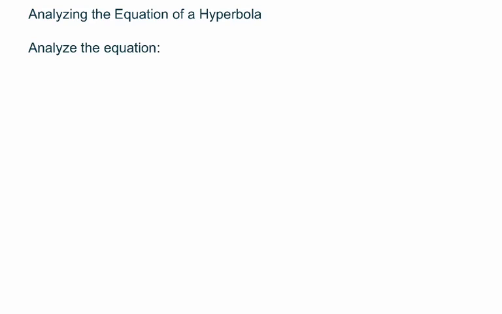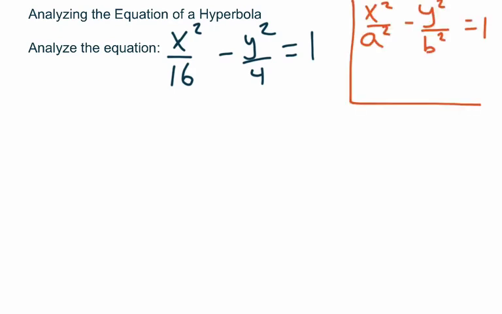And welcome back. In this video we'll be analyzing the equation of a hyperbola. So we'll analyze the equation x squared over 16 minus y squared over 4 equals 1. So this equation is of the form x squared over a squared minus y squared over b squared equals 1, where a squared equals 16 and b squared equals 4.